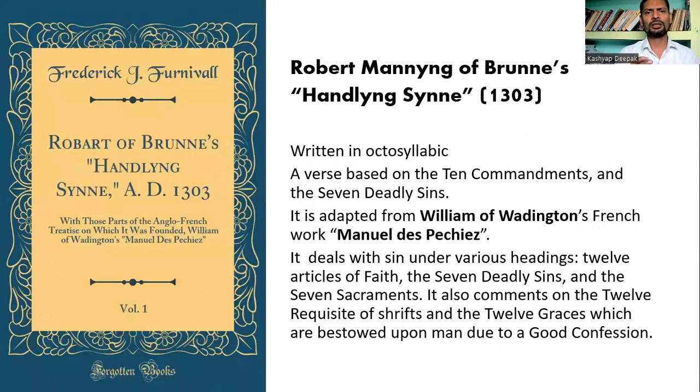And this poem is small as compared to the others. Robert Mannyng of Brunne, Handlyng Synne. It is written in octosyllabic verse based on the 10 commandments and 7 deadly sins. It is adapted from William of Wadington's French work, Manuel des Péchés. It deals with sin under various headings: 12 articles of faith, 7 deadly sins, the 7 sacraments. It also comments on the 12 requisites of shrift and the 12 graces which are bestowed upon men due to good confessing.